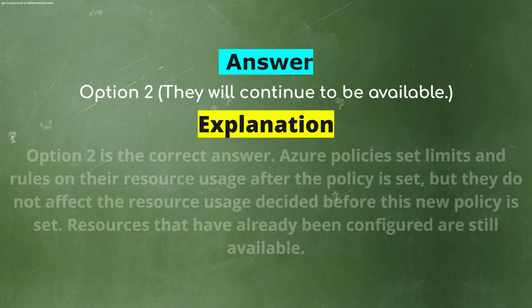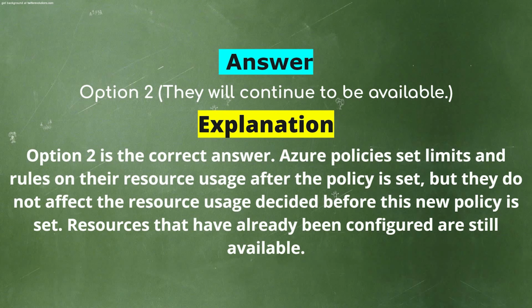They will continue to be available. Explanation. Option 2 is the correct answer. Azure policies set limits and rules on resource use after the policy is set, but they do not affect the resource uses decided before this new policy is set. Resources that have already been configured are still available.